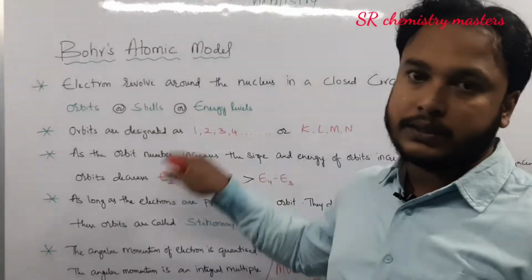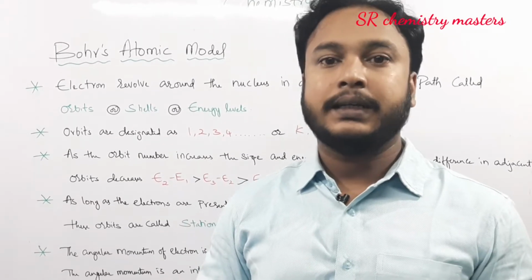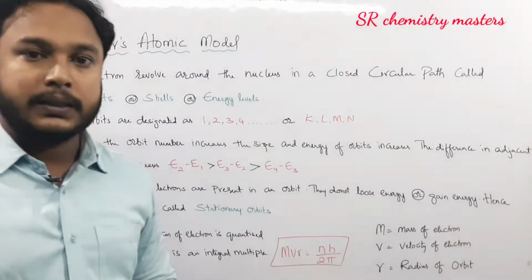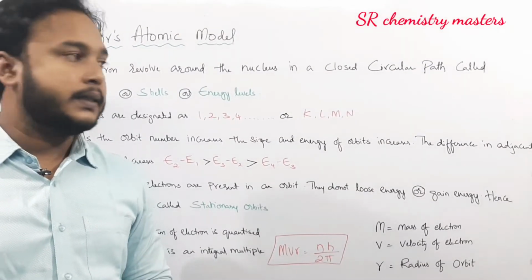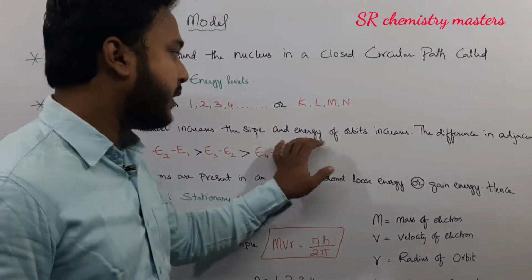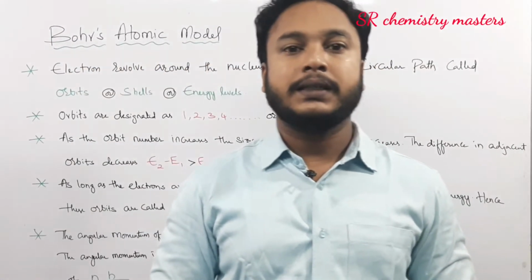The second postulate of Bohr's is that the energy levels are designated as 1, 2, 3, 4 or else K, L, M, N. The third postulate under Bohr's atomic model is that as the orbit number increases, the size and energy of the orbit increase and the difference between the adjacent orbits decreases.